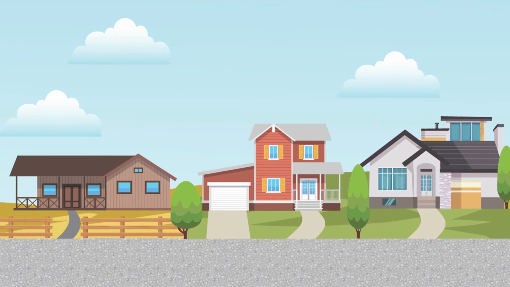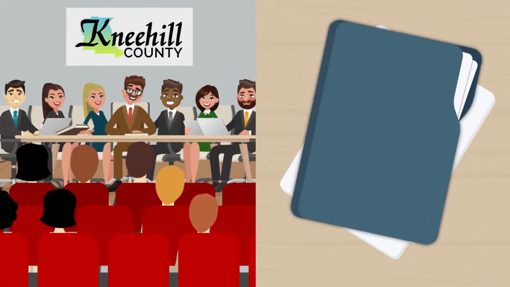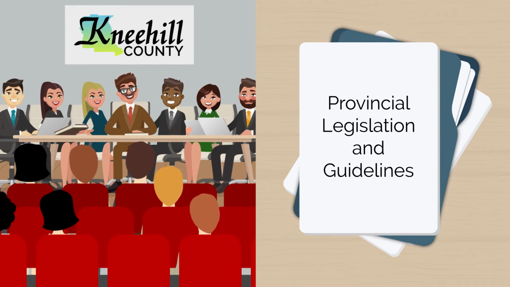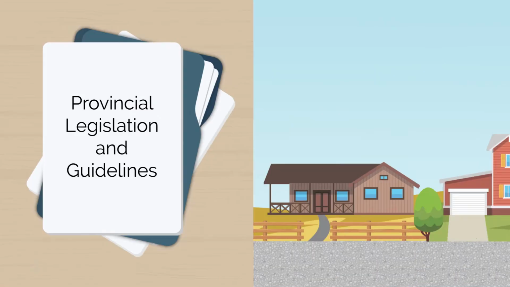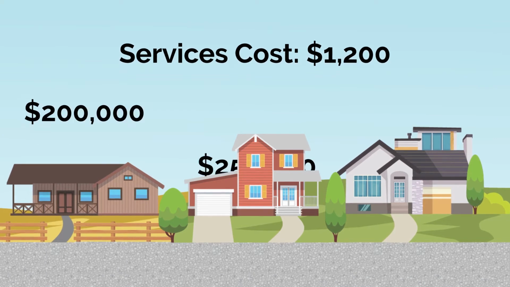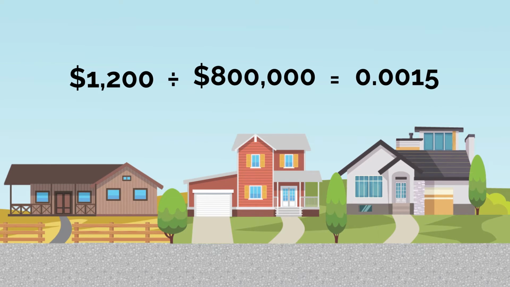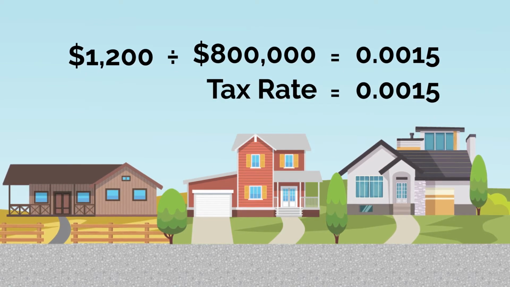Next, we must determine the total cost to provide services to these homes. Each year, the county, with the input of the public and provincial legislation, decides what the total cost to provide county services will be. Finally, we divide the cost to provide services by the total value of all 3 properties. This gives us a tax rate.